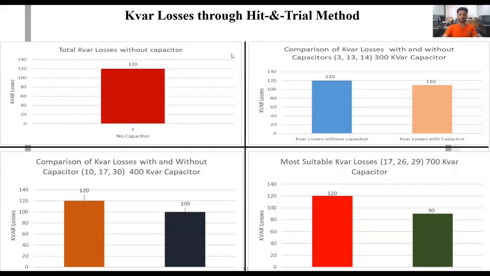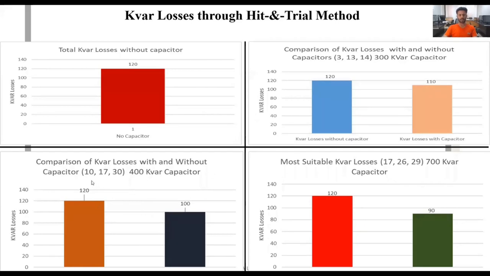You can see these are the active power losses. You can also see the reactive power losses, where the system's nominal losses are 120 kVAr. We have placed capacitor banks of 300 kVAr rating on buses 3, 13, 14, through which we have achieved 110 losses, which are not the optimal results.